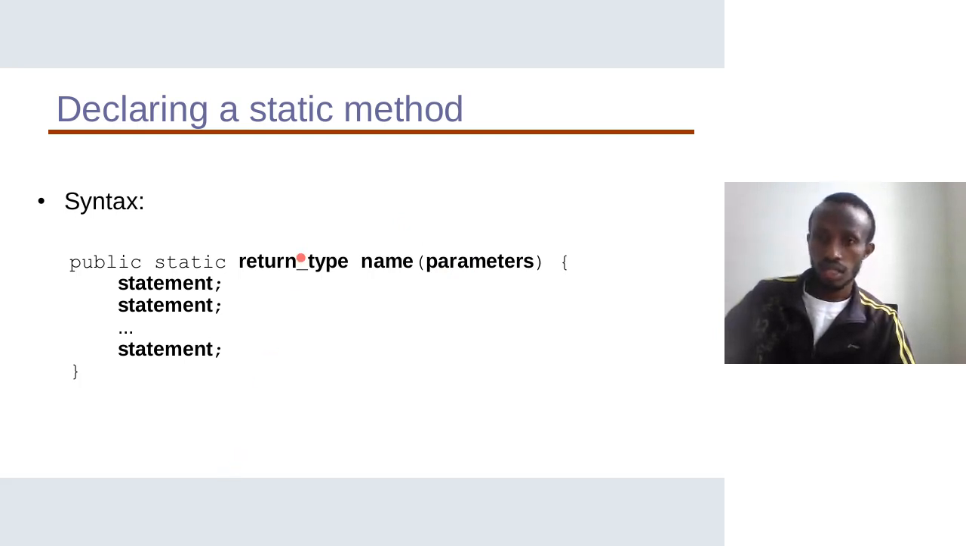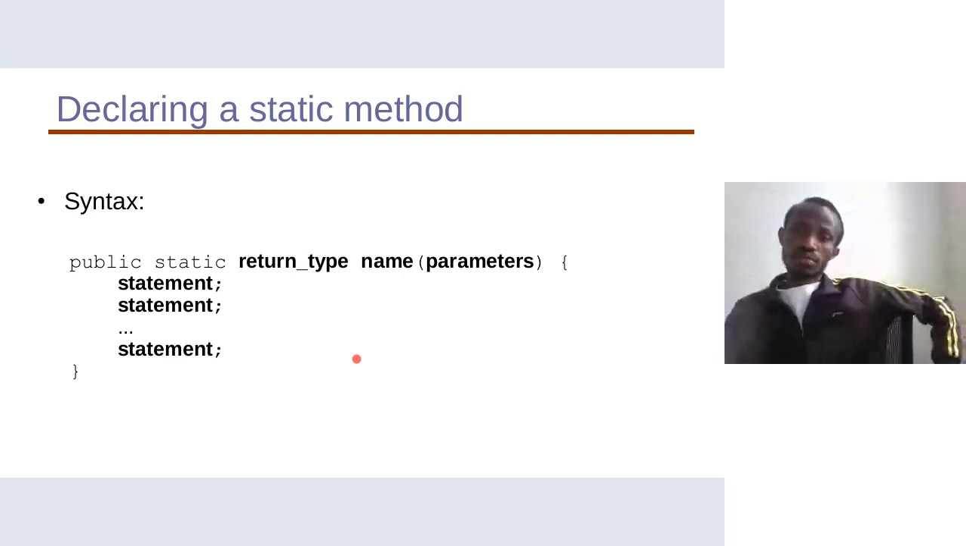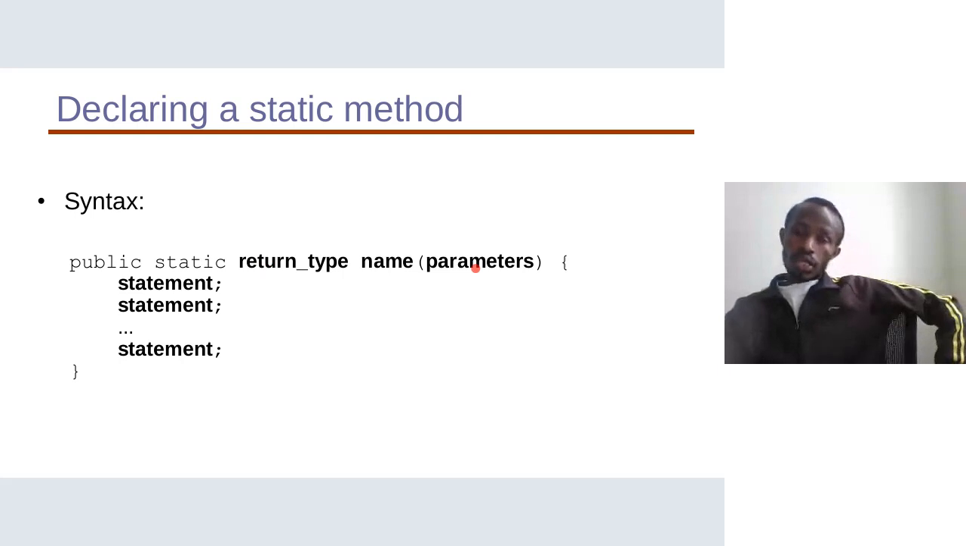So the return type: when you are creating methods and you call them, they might return a value or not. For example, if I'm creating a method to calculate the volume of a sphere, I can decide that I want this method to return the volume that I have calculated to the one who called it, or the caller. In that case, if your method is returning something to the caller, you'll have to specify the type here. If it's not returning anything, then the return type will be void. Then you have the parameters, and then here you have the statements.